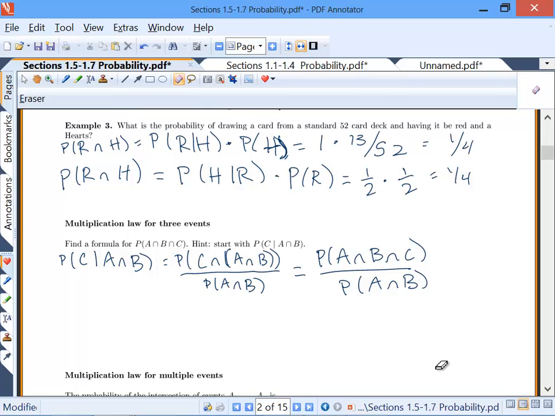And what are we ultimately interested in this problem? We want to know a probability or a formula for the probability of A intersect B intersect C. Okay. So can you tell me what something is that I could write down for it? Okay, if we solve for it up here, then we just have to multiply both sides by the probability of A intersect B. So if we multiply both sides by that, we get the probability of C given A intersect B times the probability of A intersect B.